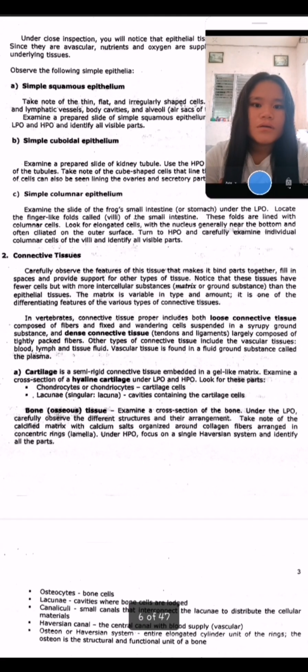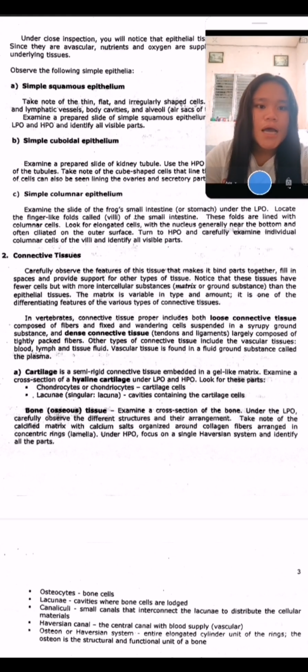Number two, connective tissue. Carefully observe the features of this tissue that make it bind parts together, fill in spaces, and provide support for other types of tissue. Notice that these tissues have fewer cells but with more intercellular substance, or matrix, or ground substance than the epithelial tissues. The matrix is variable in type and amount.